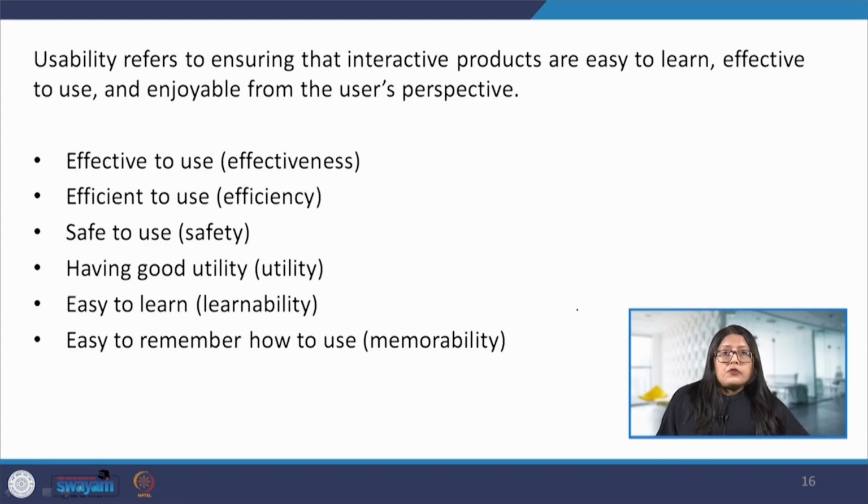Usability refers to making sure that the interactive products are easy to learn, effective to use, and enjoyable. Some of the important aspects that ensure that the final product is usable are effectiveness, efficiency, safety, utility, learnability and memorability. So we will quickly look at each of these.